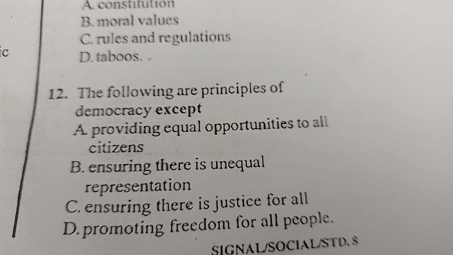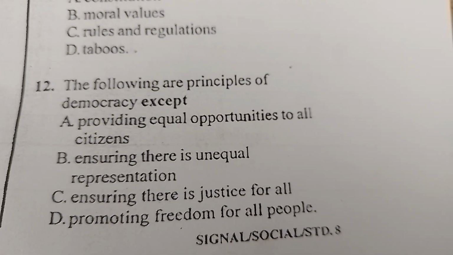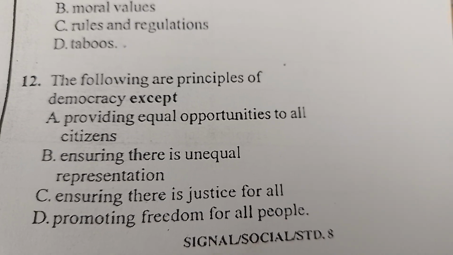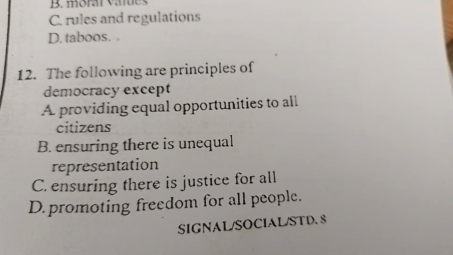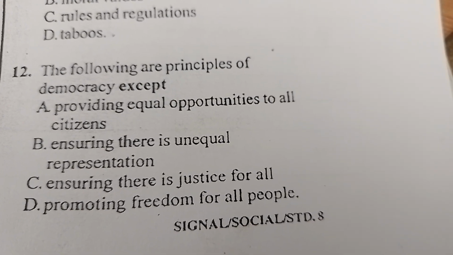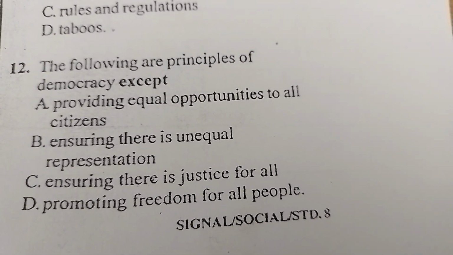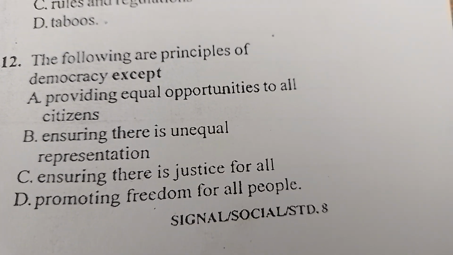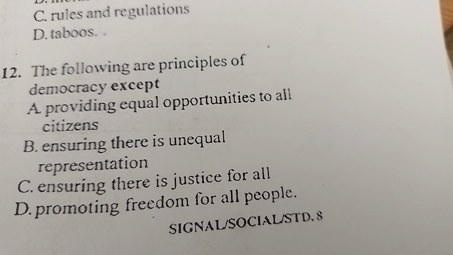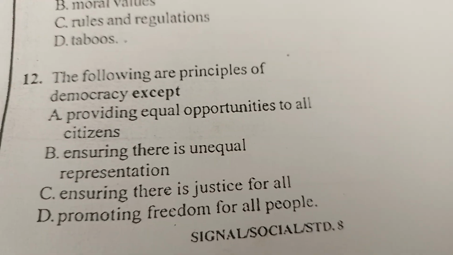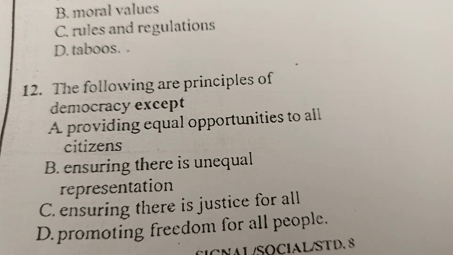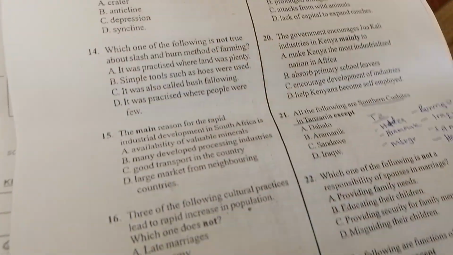The following are principles of democracy, except: provide equal opportunities to all citizens. Equal opportunities, it is a principle. Ensure there is an unequal representation. Answer B is wrong. Not unequal, should be equal. Answer C is saying, ensuring there is justice for all. Yes. Promoting freedom for all people. So the answer B is saying ensuring there is unequal distribution of resources; it should be ensuring there is equal distribution of resources.